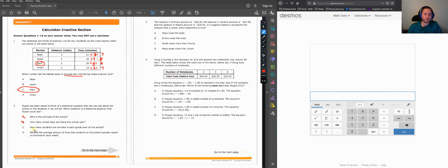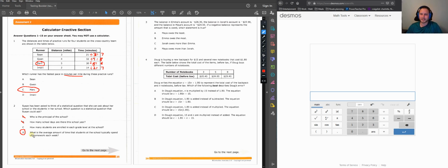C. How many students are enrolled in each grade at the school? Okay, that's pretty good, because you have to get the data for each of the grades at the school, but still, those numbers for the most part are not going to change from day to day, from year to year, too much. D says, what is the average amount of time that students at the school typically spend on homework each week? This is a better question than C. C isn't terrible, but for D, it wants you to find the average. It wants you to talk to multiple students, multiple days, multiple weeks. You're getting a lot of data with that question.